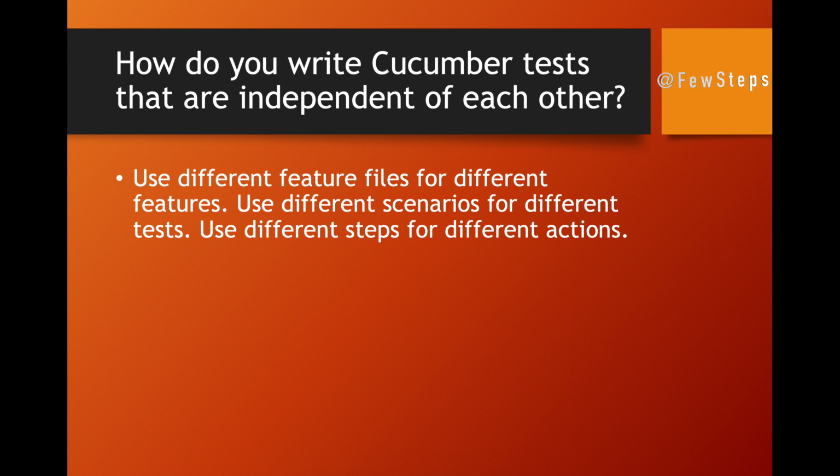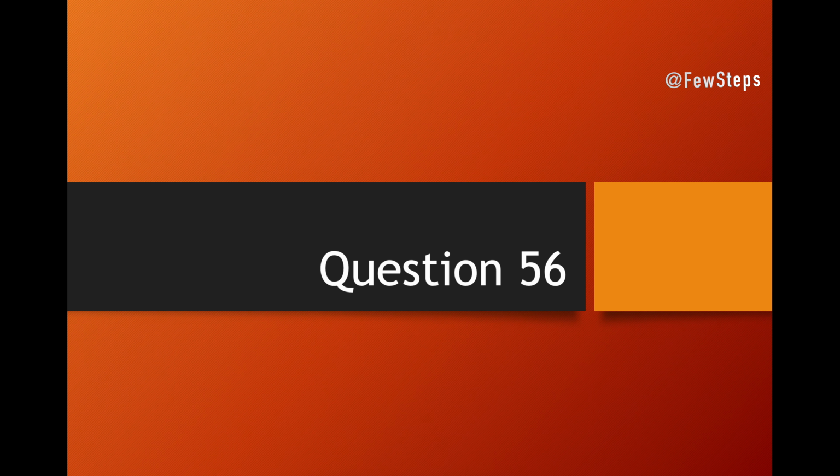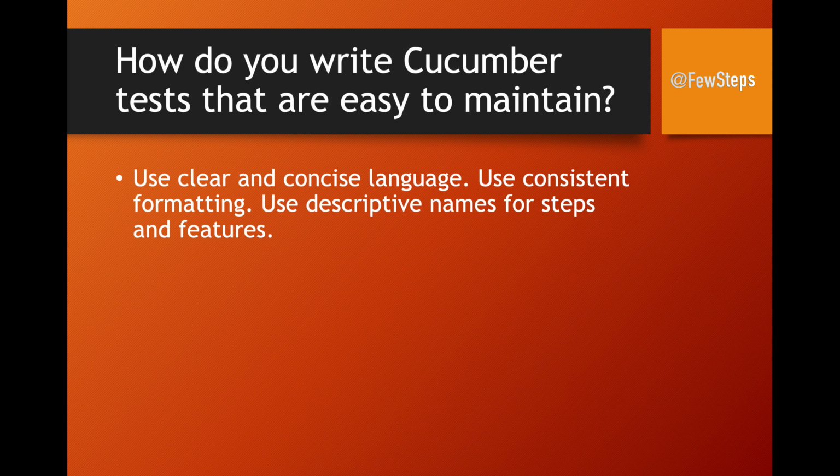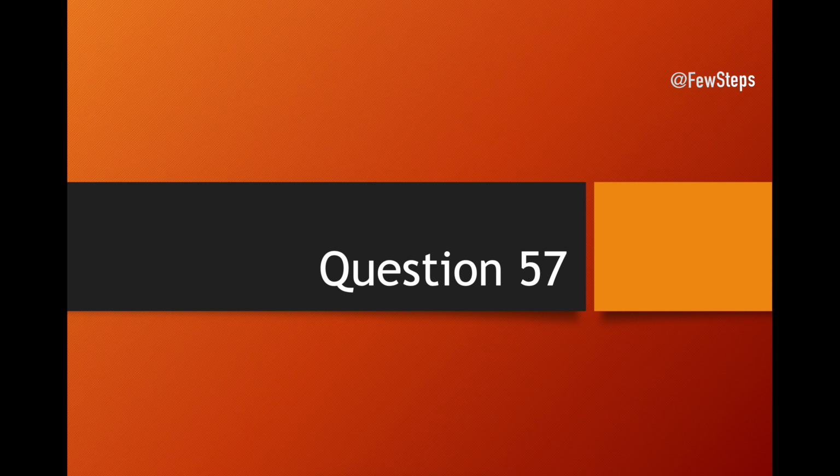Question 55. How do you write Cucumber tests that are independent of each other? Use different feature files for different features. Use different scenarios for different tests. Use different steps for different actions. Question 56. How do you write Cucumber tests that are easy to maintain? Use clear and concise language. Use consistent formatting. Use descriptive names for steps and features.